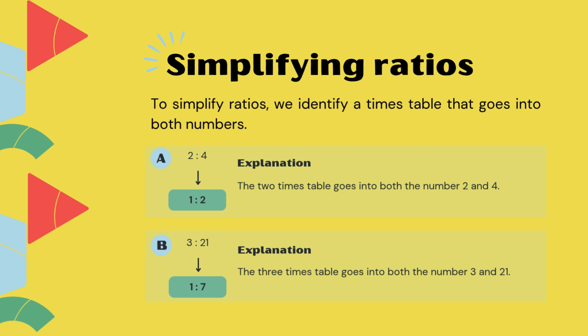So for B, again, what times table goes into 3 and 21? We're not multiplying, we're simplifying, right? So we are dividing in this case. So 3 goes into 3 and 3 goes into 21. So 3 divided by 3 is 1 and 21 divided by 3 is 7.